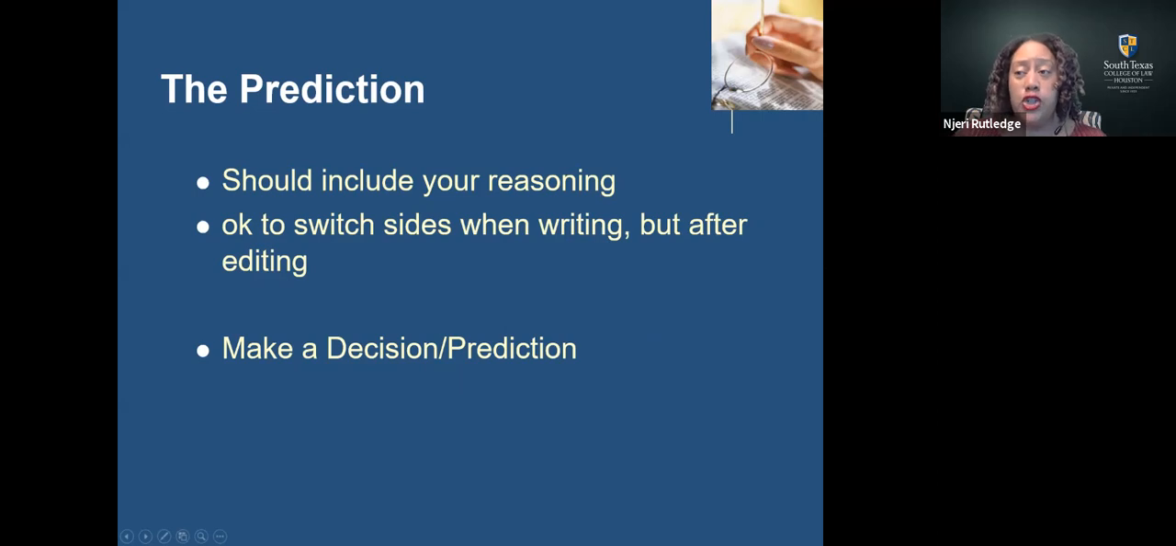Your prediction should include your reasoning. It's okay to start drafting a document and change your mind. You just need to make sure that you get that uncertainty out before you submit it. But writing is thinking, writing is analysis. So frequently we'll have students that say, well, I thought this was the answer, but the more I thought about the cases, I think I need to change my mind. That's fine. Just make a decision and a prediction.